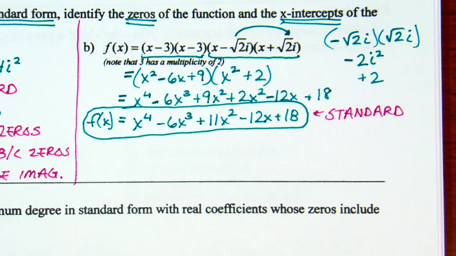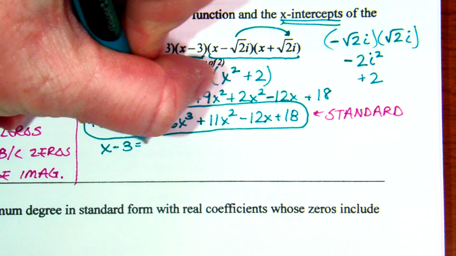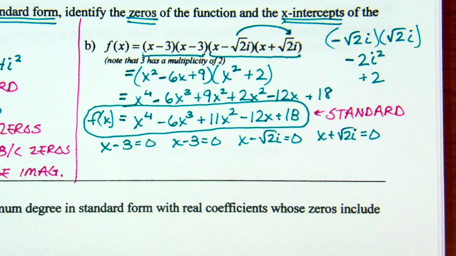Zeros. You got some zeros for me? Okay, so zeros, we're just taking each of the original factors and setting them equal to 0, right? So officially I'm going to have x minus 3 equals 0, x minus radical 2i equals 0, and x plus radical 2i equals 0. So you solve each of those.